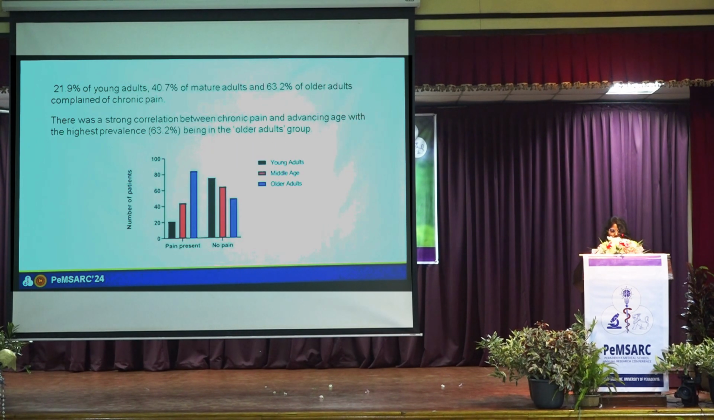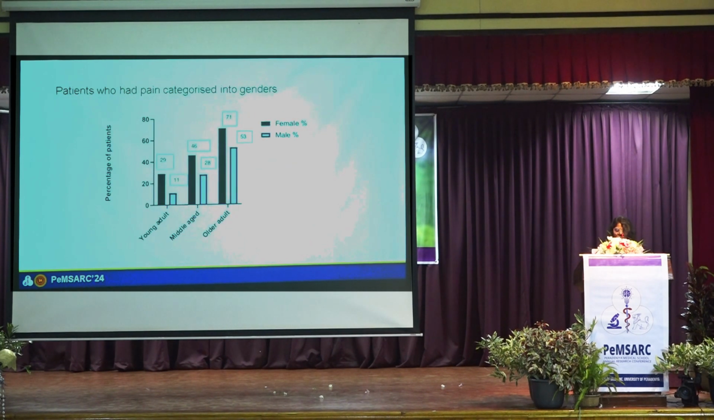And of them, 21.9% of young adults and 47% of mature adults and 63.2% of older adults complain of chronic pain. And there was a strong correlation between chronic pain and advancing age, with the highest prevalence of 63.2% in the older age groups. And this is the graphical presentation of that.